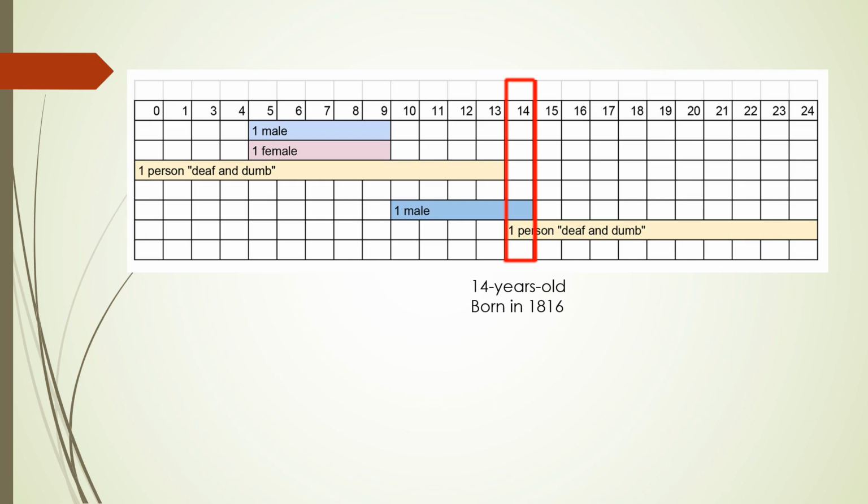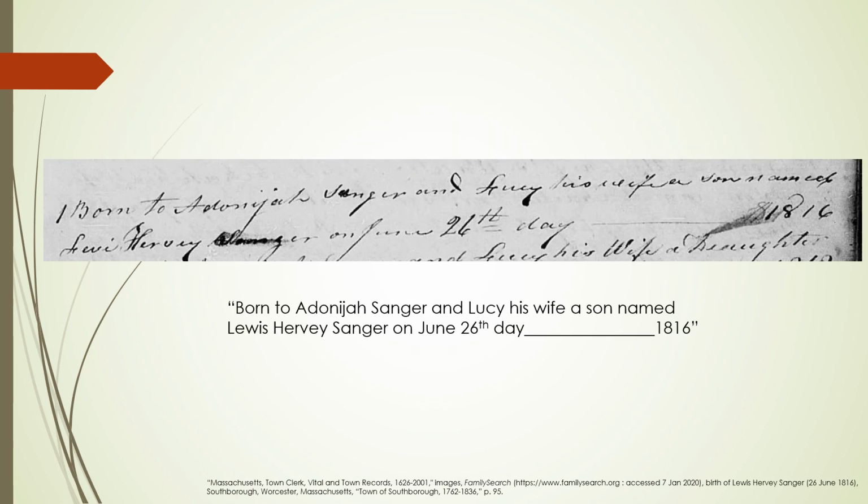If we graph the information provided on the census, we can see an overlap in the age ranges, indicating the young man with a hearing disability is likely 14 years old. He was probably born in 1816. Massachusetts began keeping good vital records early in its history. A search of the town clerk records on Family Search provides a birth record of a Louis Hervey Sanger, son of Adonijah and Lucy Sanger, in 1816, absolutely consistent with what we found by analyzing that 1830 census.